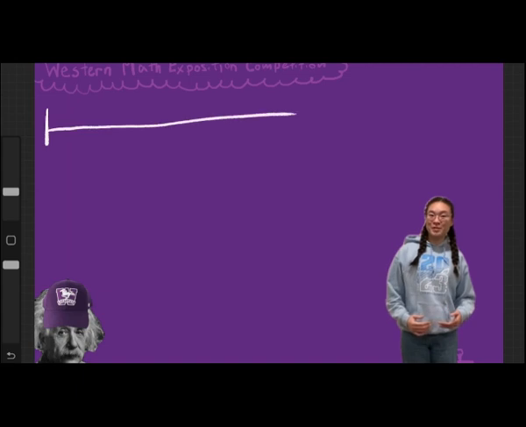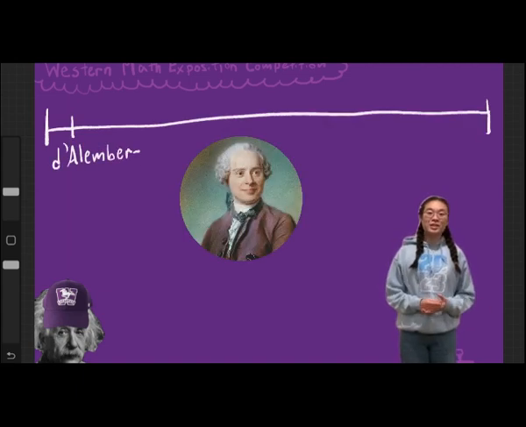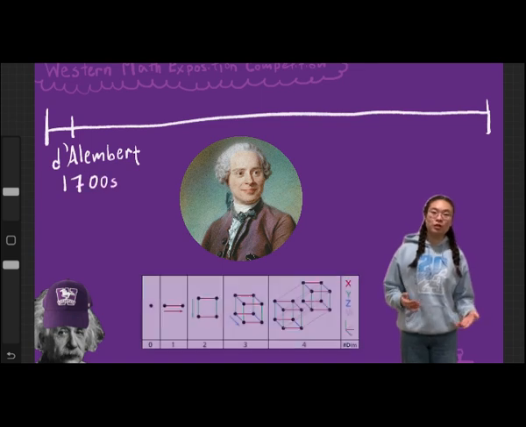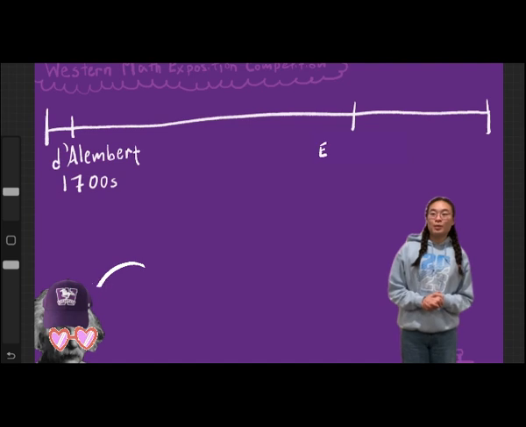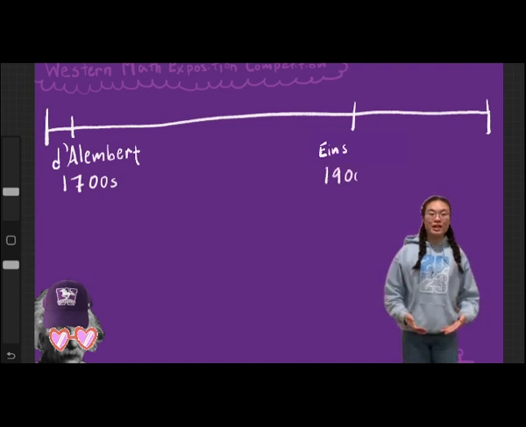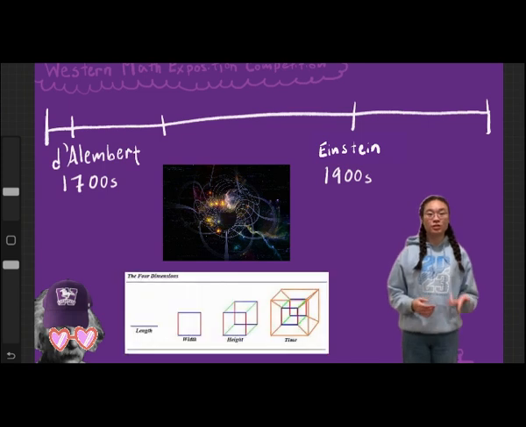Ideas of the fourth dimension were first suggested by Jean Le Rond d'Alembert, and the idea was that there was such a thing as a fourth dimension along with the first, second, and third dimension. Later, Albert Einstein expanded on this idea, and he discovered his theory of relativity, which said that the first, second, and third dimensions were length, width, and height, and the fourth dimension was actually time.